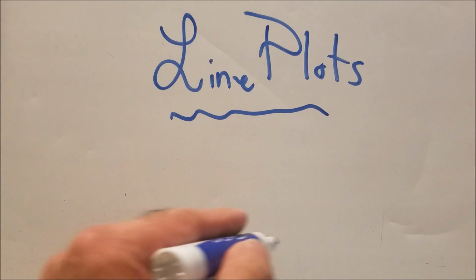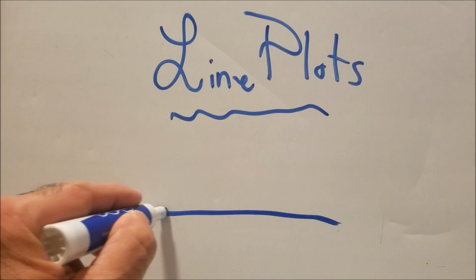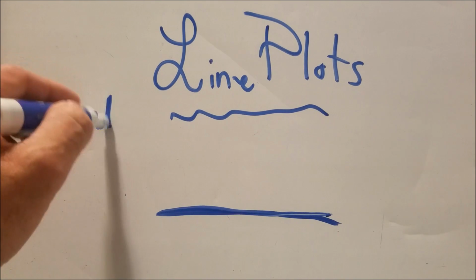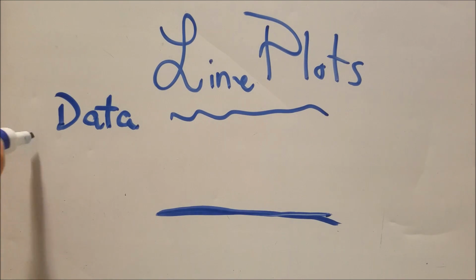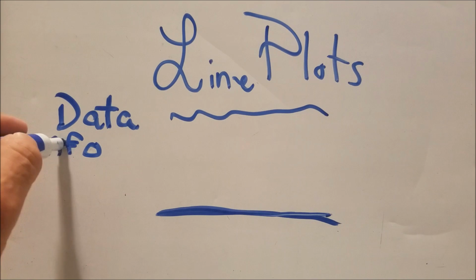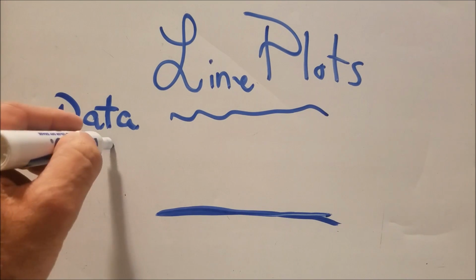Let me just show you what they look like. For example, there's a line, and we just plot data. So there's this word, data. What do you think data is? Right, so data is just information. It's info, short for information, right? Information.